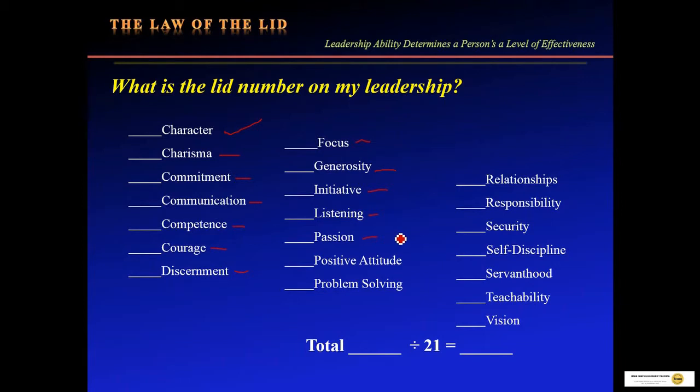Darren Hardy has a good book called Roller Coaster Ride, where he talks about the 4 switches of passion. Positive attitude. Are you a Debbie Downer, or do you have a positive attitude? Problem solving. Do you like getting into problems and solving them, or do you freak out like Chicken Little? Relationships, can you build relationships and keep them? It takes a lot of energy, a lot of effort.